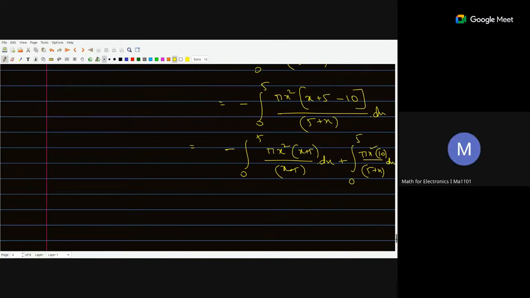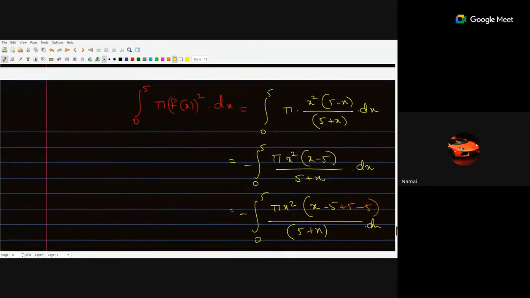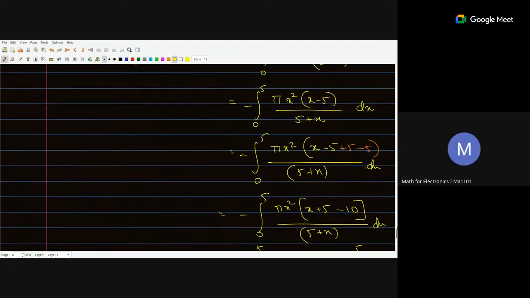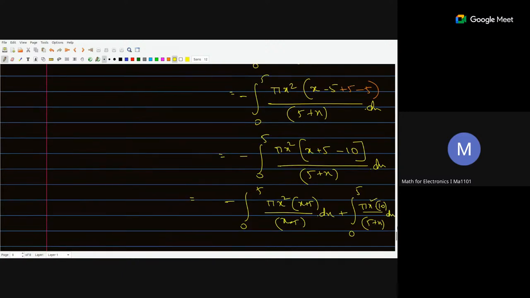Sir, one second, could you scroll up? Yeah, sir. So from here, we did, we pulled out x common. No, I mean, that was already there, right? We did plus 5 and minus 5 again, so it became x plus 5 minus 10. Then we separated it out. We separated x plus 5, pi x square x plus 5 separately and pi x square minus 10 separately. I just split the numerator as pi x square x plus 5 minus pi x square into 10. Now I wrote this pi x square x plus 5 divided by 5 plus x dx as separate integral. And this minus of minus will become plus pi x square times 10 divided by 5 plus x dx.